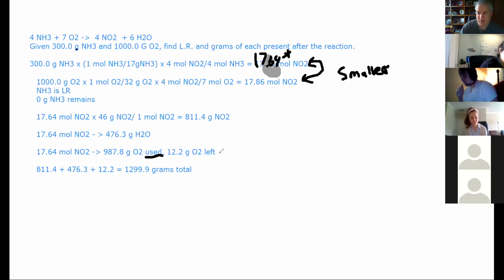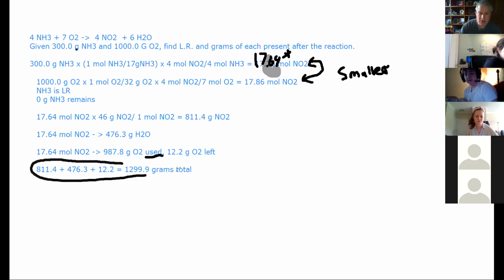Did we do this right? How do we know? What can we do to verify? Look at the ending amount. Yes, we would add up the mass numbers. We started with 300 and 1,000 grams, so 1,300 grams of stuff. We better end with 1,300 grams of stuff, right?